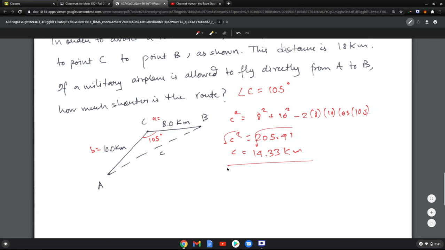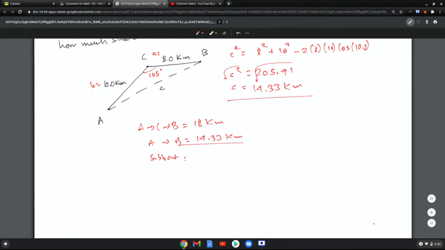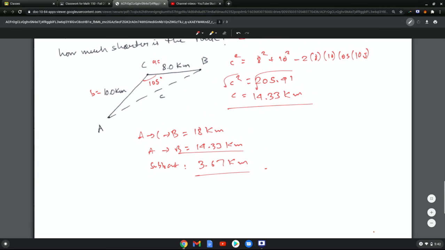But that hasn't answered the question yet, because A to C to B is 18 kilometers and A to B is 14.33 kilometers. So you have to subtract to find how much shorter this distance is. And that gives me 3.67 kilometers. So that's an application for the cosine law.